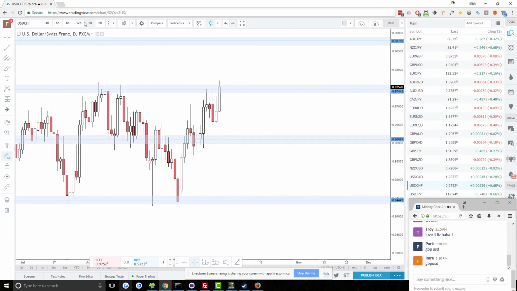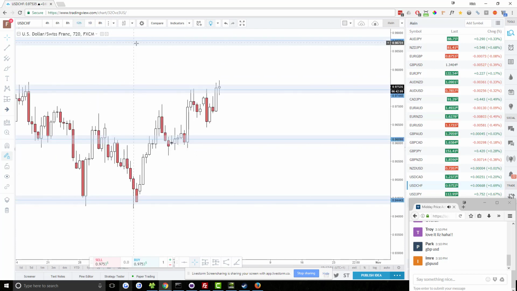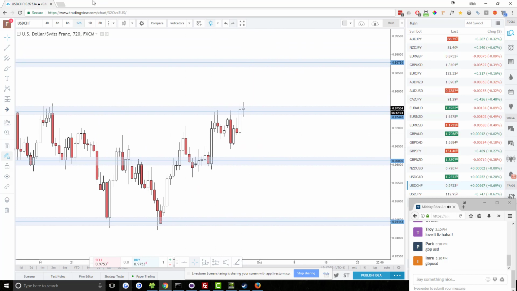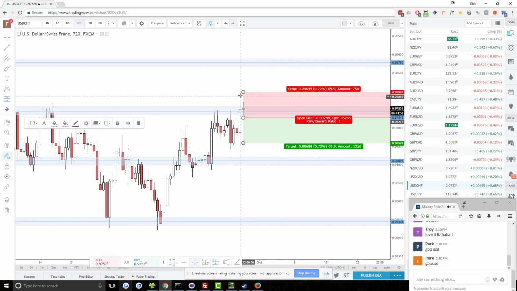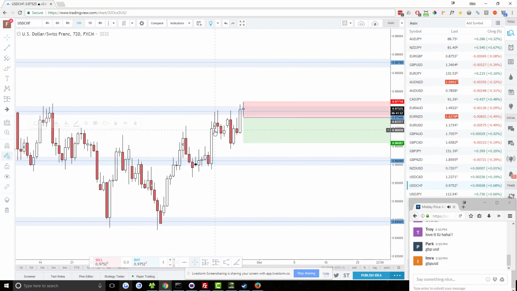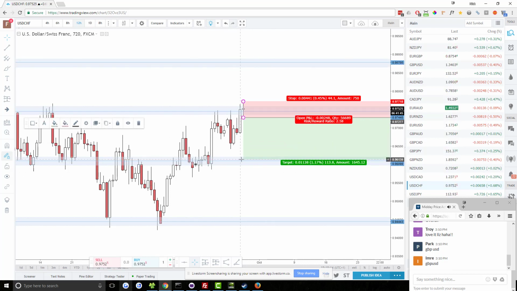USDCHF. Okay, this looks good. Ooh, look at that. That nice little 12-hour candle. Right. I just want to look at the numbers on this. All right, we can get a 1.5 risk reward ratio if we get a really good entry and a tight stop. We have some room to work with here.